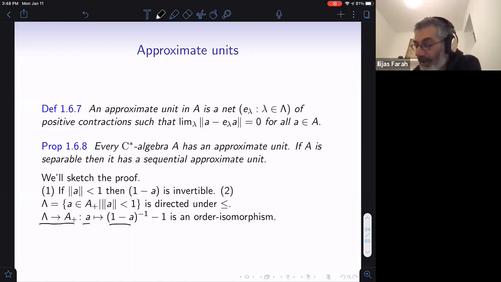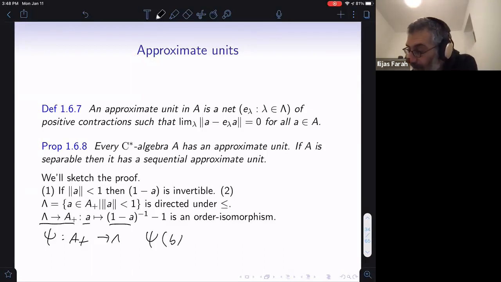Why? Well, you just need to know, I forgot what they call it, psi, maps A plus to lambda. What is the inverse function? Well, you just say psi of some B is, let's see, B plus one inverse, minus here and plus here. I think this is it, yeah. So basically you have an inverse function, they're both monotonic, and this is an order isomorphism.